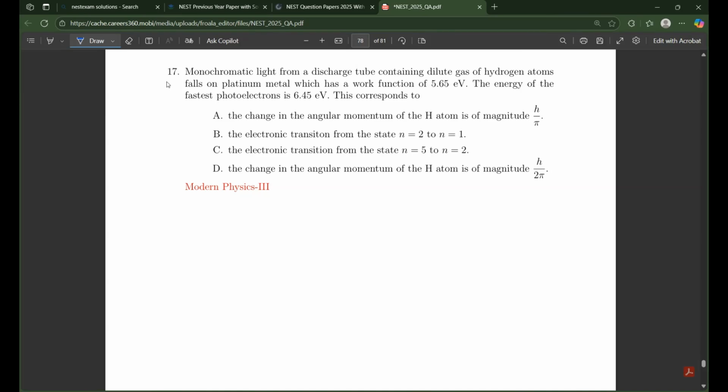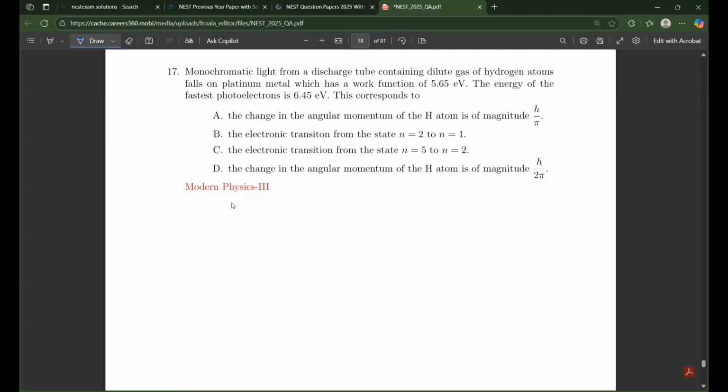Hello everyone, today we'll be solving question number 17 of NEST 2025 exam. The question says monochromatic light from a discharge tube containing dilute gas of hydrogen atoms falls on platinum metal which has a work function of 5.65 electron volt. The energy of the fastest photoelectron is 6.45 electron volt. This corresponds to which of the following options.